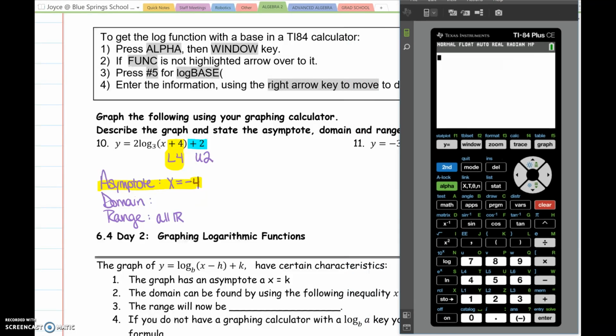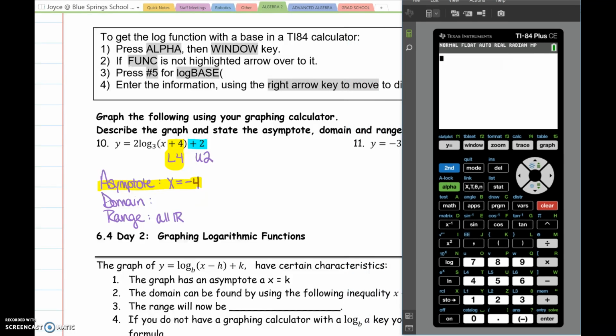Let's learn how to put logs into the graph. So grab a graphing calculator. If you have a newer graphing calculator, you'll have this feature. If you don't have a newer graphing calculator, I might have to teach you the workaround. Go into the y equals button where we enter equations to graph. And our equation starts with 2 times the log base 3. So I'm going to type in the 2. We do not want to use the log button.